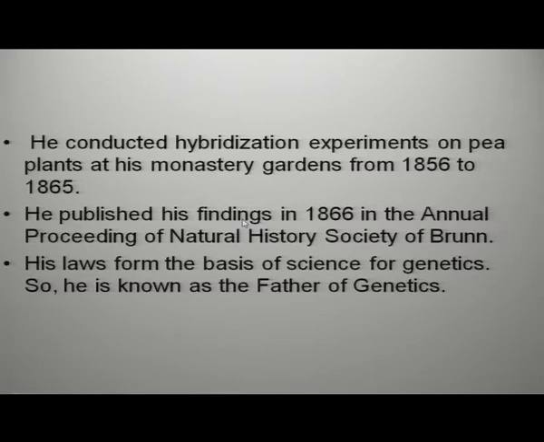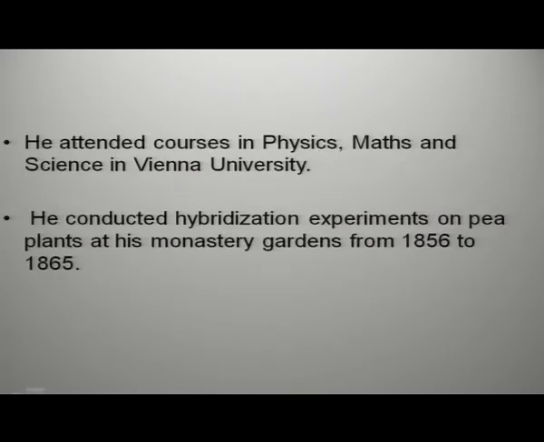He conducted hybridization experiments on pea plants at his monastery garden from 1856 to 1865. He published his findings in the year 1866 in the annual proceedings of the Natural History Society of Brunn. His laws form the basis of the science of genetics, so he is known as the father of genetics. He attended courses in physics, maths and science in Vienna University. He conducted hybridization experiments or breeding experiments in garden pea at his monastery garden from 1856 to 1865.